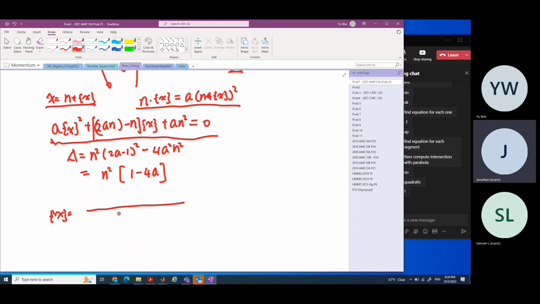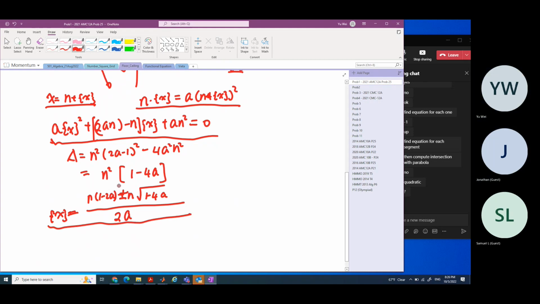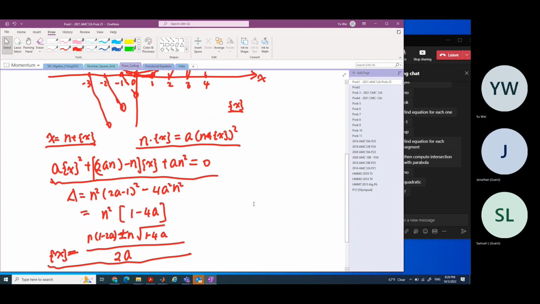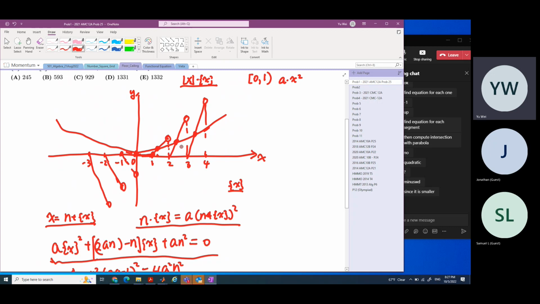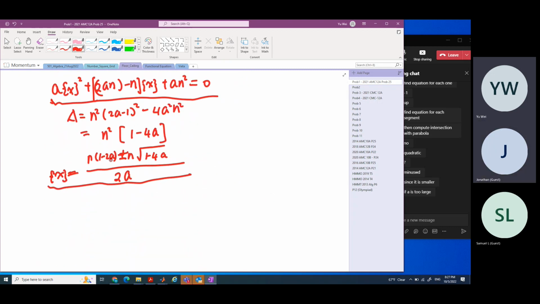The fractional part has denominator 2a, numerator n minus 2an plus or minus the square root of n squared times that. Okay, in the test, how do you pick plus or minus? I tell you, if you think this number goes here, normally it goes too slow. We need to check, but in the test you need to have a feeling.